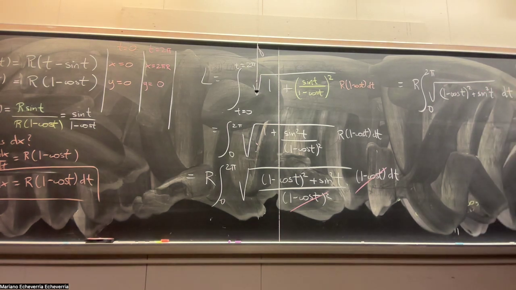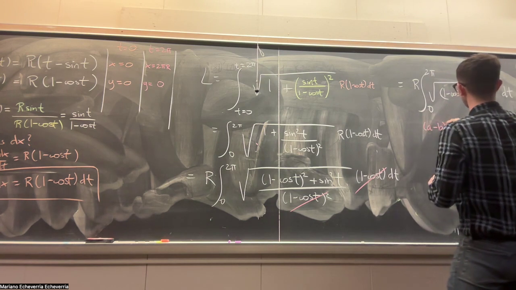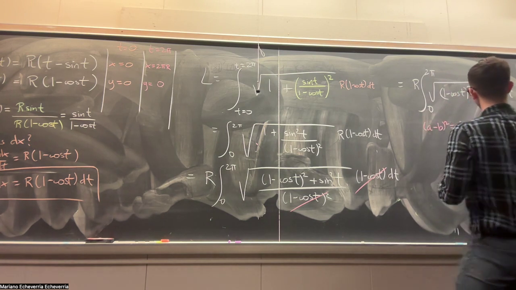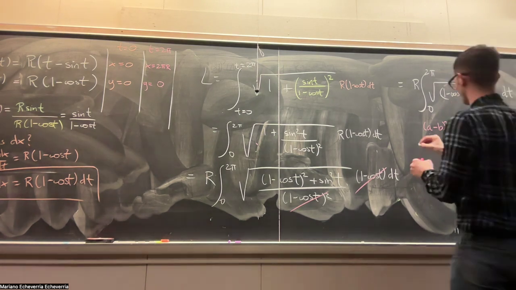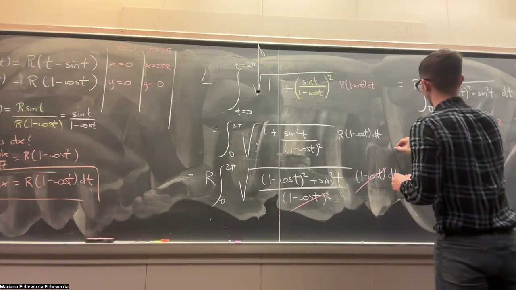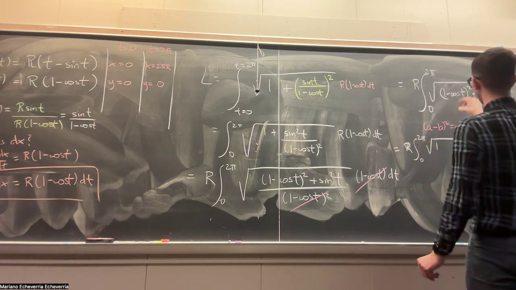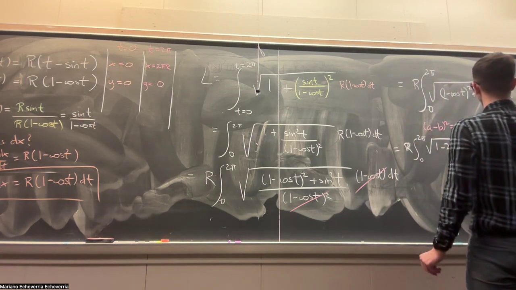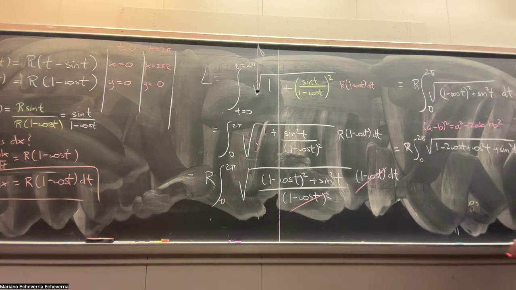Okay, now you're wondering, how do you integrate this? You do have to expand this out. So I need to use that a minus b squared is a squared minus 2ab plus b squared. Okay, I will use it here. So you get 1 minus 2 cosine of t plus cosine squared of t plus sine squared of t.